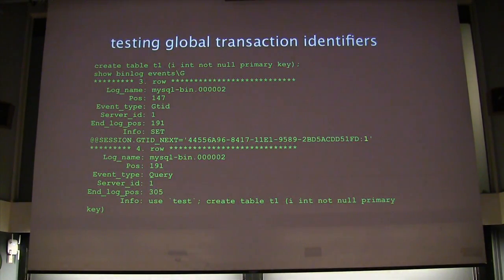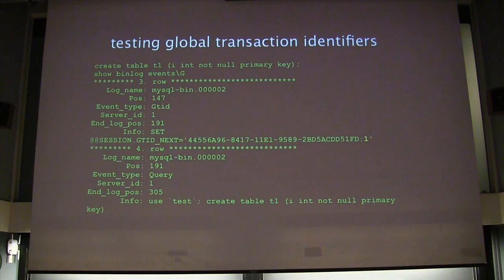So let's test this global transactional identifiers. What do you see in practice? In practice, you create something, you do an update in the master. So for example, you create a table and then look at the binary log events. In the binary log, you will see immediately before the event, a session GTID next equals, and then you have a composite field. The long list of unpronounceable thing is the server UUID. And then there is a colon and one. So this one is the global transaction ID. And this long thing is the server identifier.